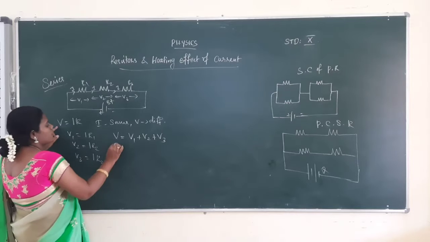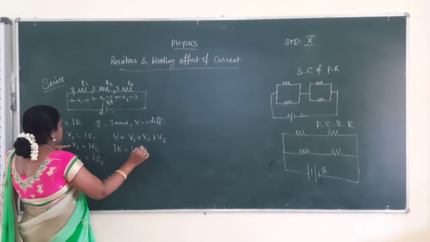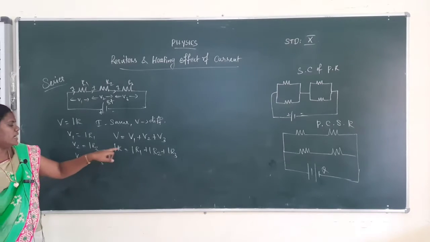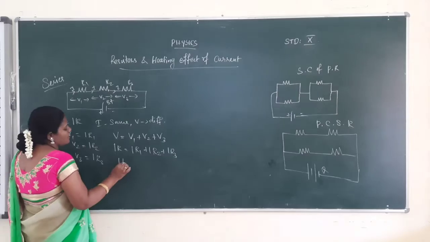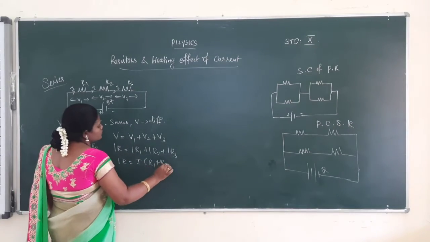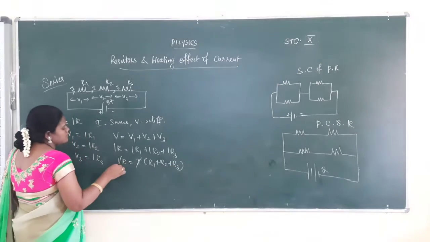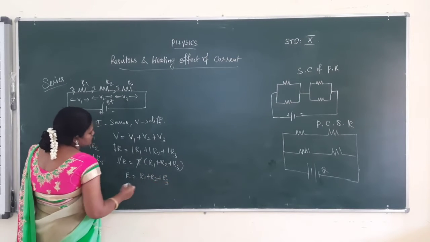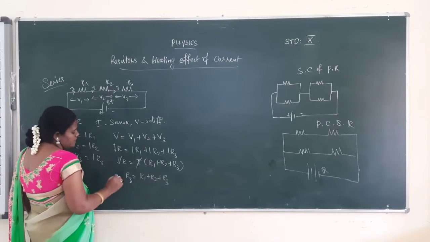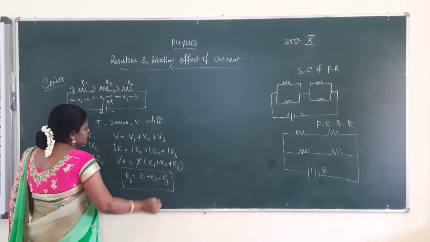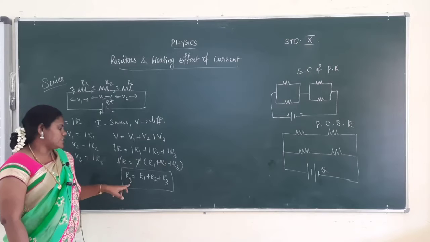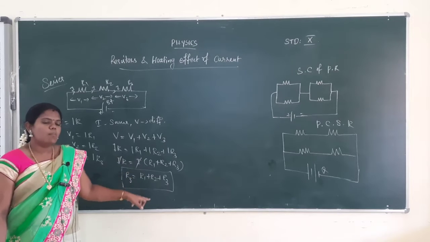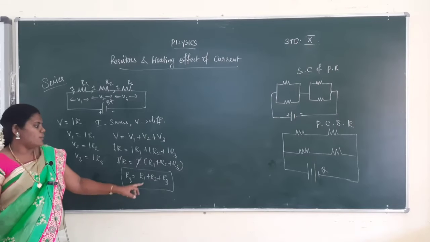Substitute all the values. V is equal to IR, V1 is equal to IR1, V2 is equal to IR2, and V3 is equal to IR3. So IR is equal to IR1 plus IR2 plus IR3. Taking I as common, I times (R1 plus R2 plus R3). Cancelling I on both sides, R is equal to R1 plus R2 plus R3. This is the effective or equivalent resistance when three resistors are connected in series. The equivalent resistance in series is the sum of the individual resistors. So Rs is equal to R1 plus R2 plus R3.